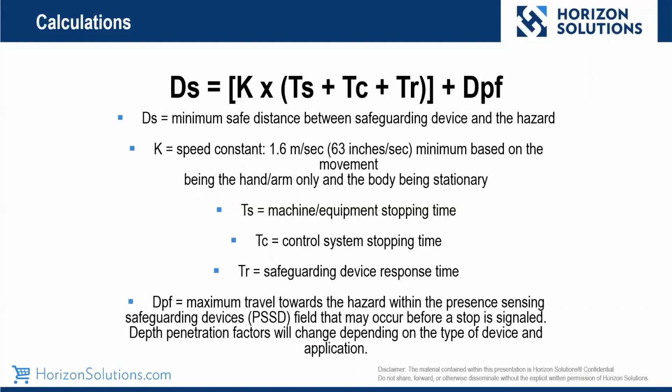Now, there's a lot of terms here, but the easiest way to think about this is safe mounting distance is the speed constant times the total amount of time for your input, logic, and output functions to happen in the safety system, plus the depth of penetration factor.